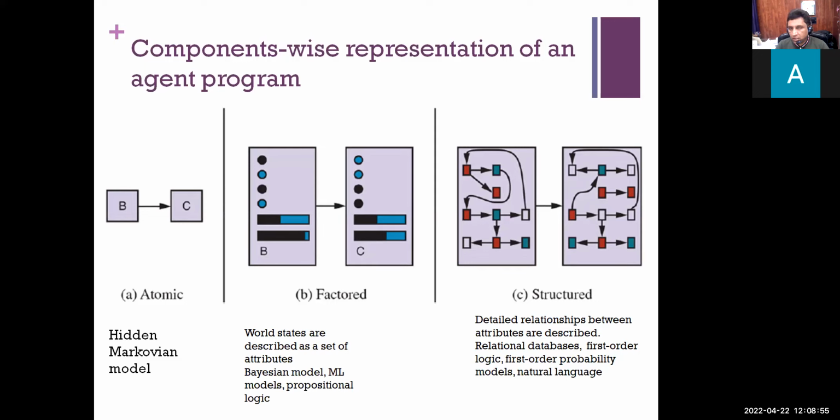This can be any real physical environment, or an abstract construct, or a sequential environment. For instance, an example of an atomic representation of the environment or the system agent program is the hidden Markovian model. Does any one of you know what a hidden Markovian model is? Have you ever heard of this or read about it? Just quickly describing conceptually what a hidden Markovian model is.